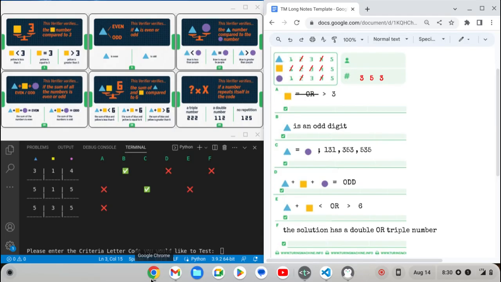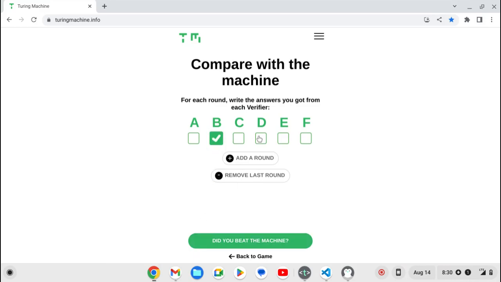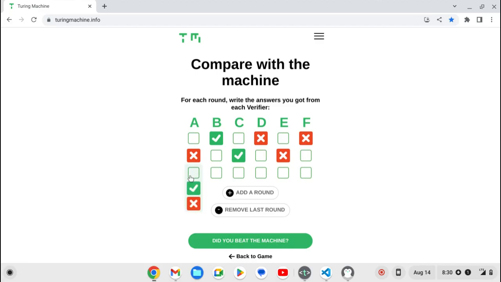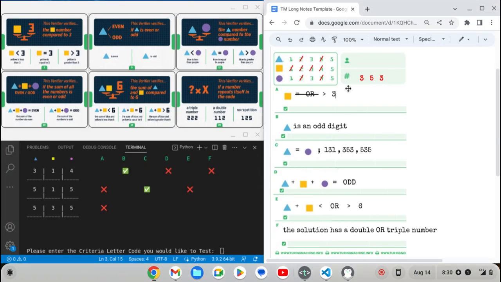Okay, so let's type that up. So BDF first. B was correct. And then A was incorrect. C was correct. E was incorrect. And then one more A being incorrect. Okay, so we beat the Turing machine by 1 question. So not bad. I'm not sure if we missed out on some efficiencies or some deductions, but still, it was a win by 1 question.